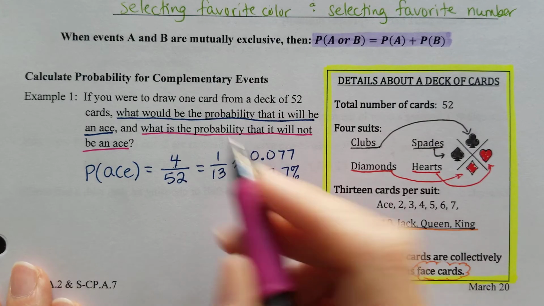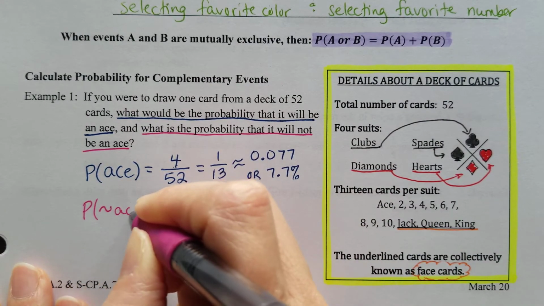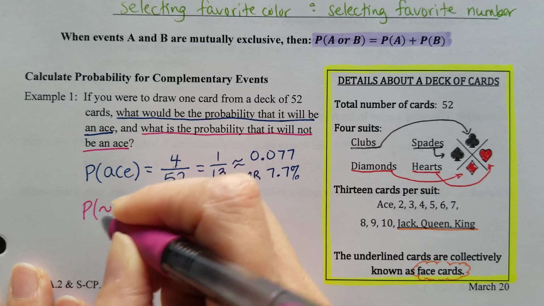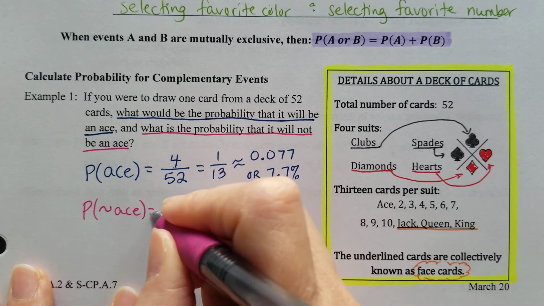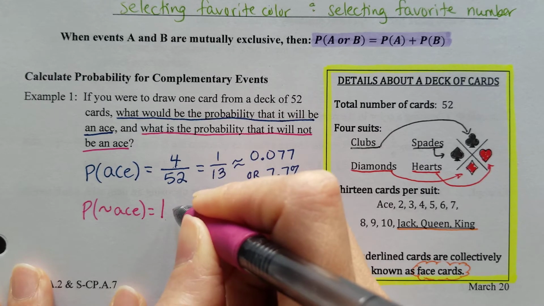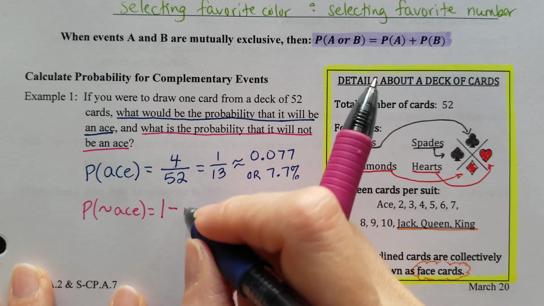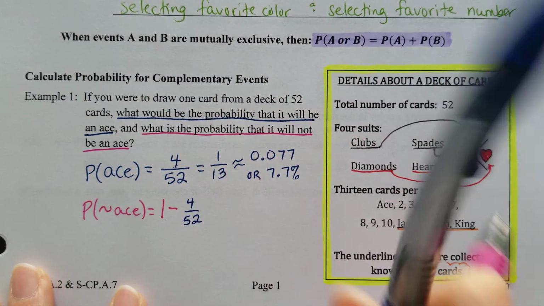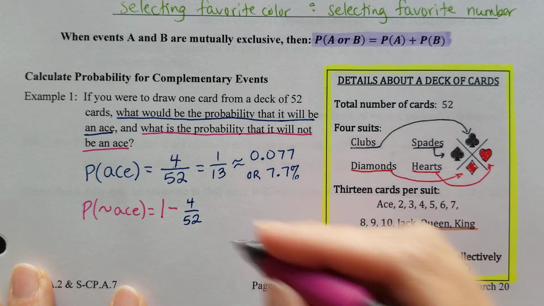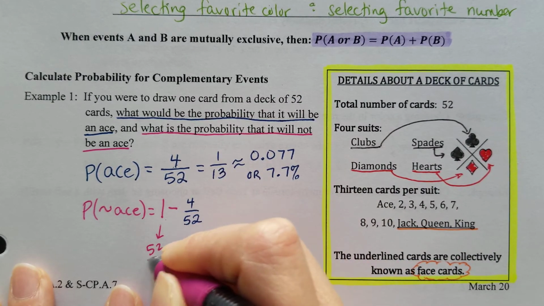To answer the second question, the probability of not selecting an ace, remember that our squiggle means we want a complementary event, that's the not. And so we would do 1 whole, and we would subtract what we just found in the problem above. So 1 minus the probability of an ace equals the probability of not selecting an ace. Since there are, again, this is equivalent to 52 out of 52. I'll just make a note down here.